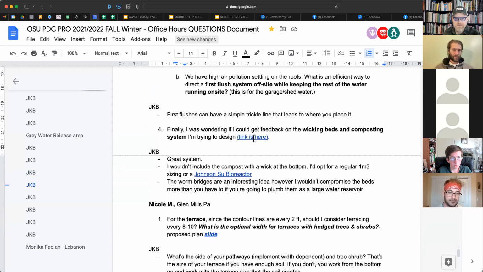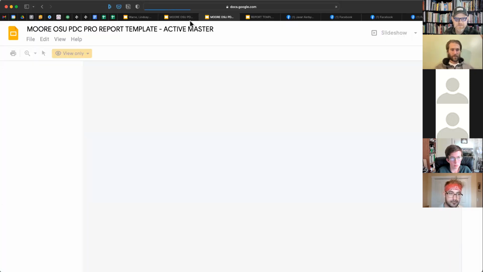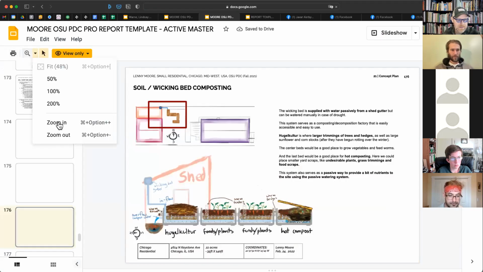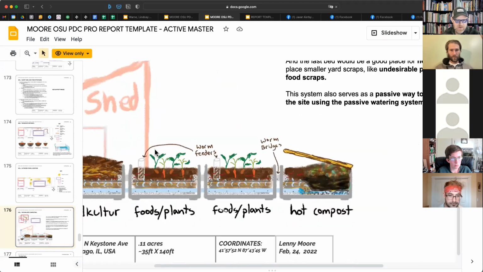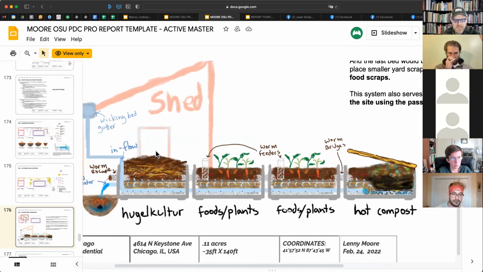Wicking beds and composting system. Highly recommend everyone check this out. This is a little stroke of genius from Lenny here. So we had a chat and we talked a little bit about wicking beds and keeping them connected. And I really like what you've done here. So I'm just going to zoom in. So a little bit of background. Lenny has this great backyard in his design site that is totally flat, has a concrete pad. And it's a great spot to put in some wicking beds. And so we talked a little bit about using preform wicking beds, using galvanized horse troughs.